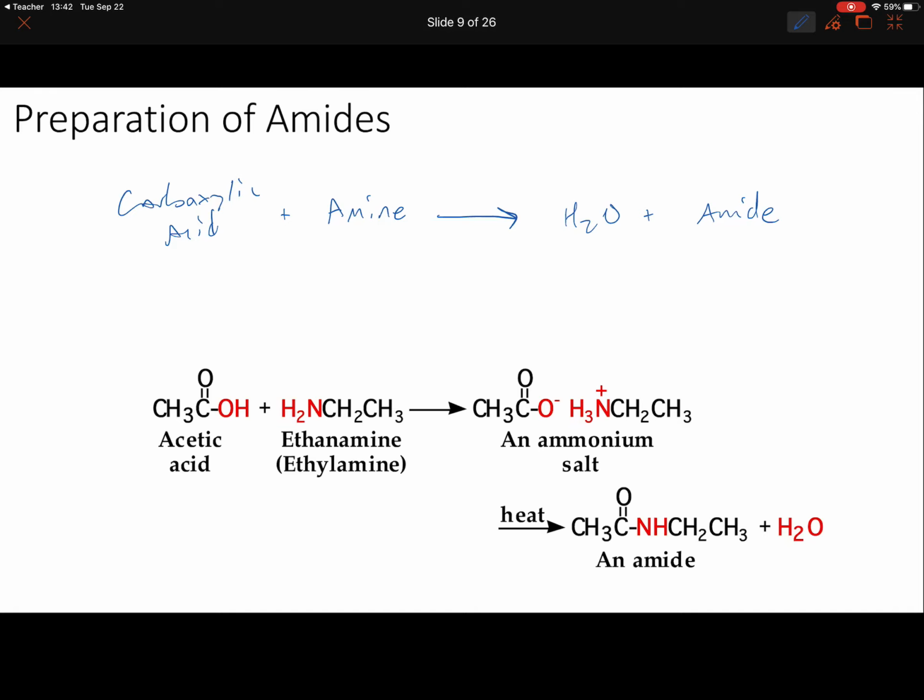We want this to form an amide, but what actually happens when we mix these two is that they do acid-base chemistry. The acid, right, has the OH here. The ethanamine has a lone pair. It can act as a base. It's going to pull that hydrogen off, leaving the negative charge and the positive charge, and we get an ammonium salt. Now, if we heat this salt to a high enough temperature, then water gets eliminated and the amide forms.